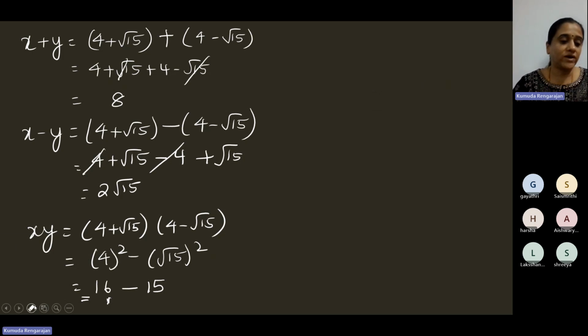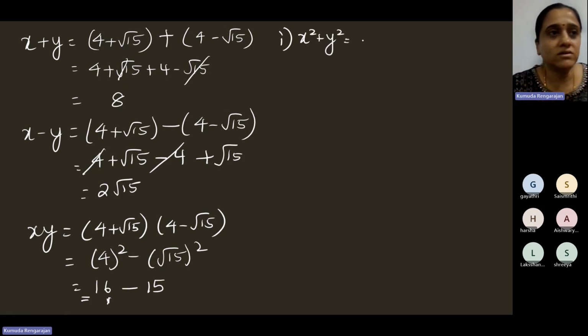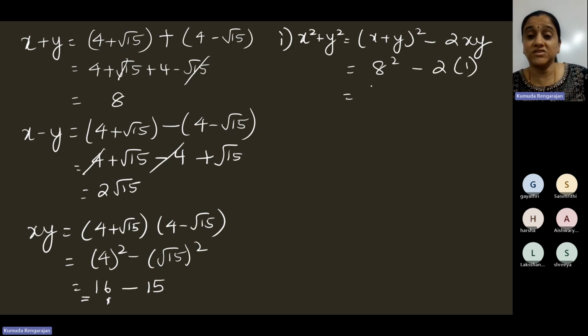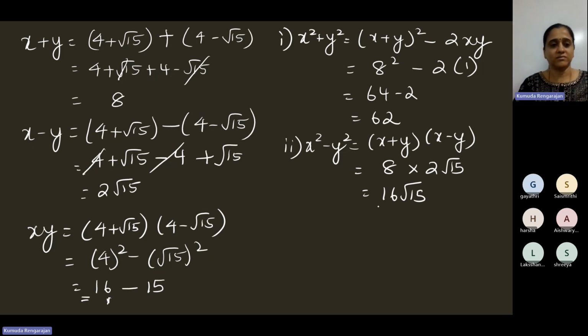Now we'll find the first one, which is x squared plus y squared. What's the identity? X squared plus y squared is equal to x plus y the whole square minus 2xy. What's the value of x plus y? 8. 8 square minus 2xy. 2 into 1. So 64 minus 2, 62. Next, we'll find x square minus y square, which is x plus y into x minus y. The value of x plus y is 8. X minus y is 2 root 15. So that is 16 root 15. All right. Please complete the answer.